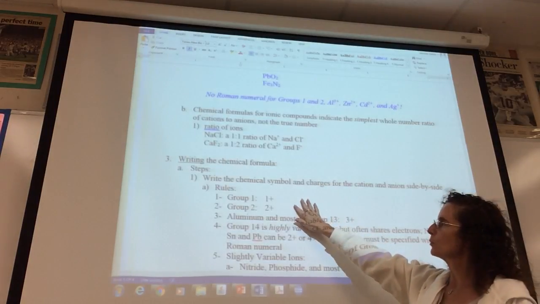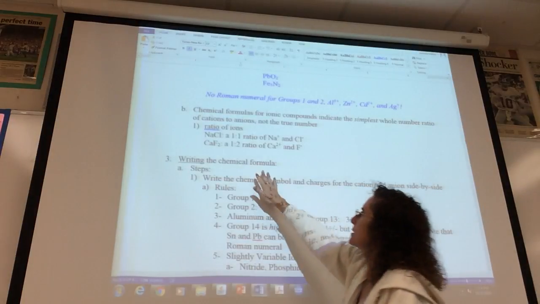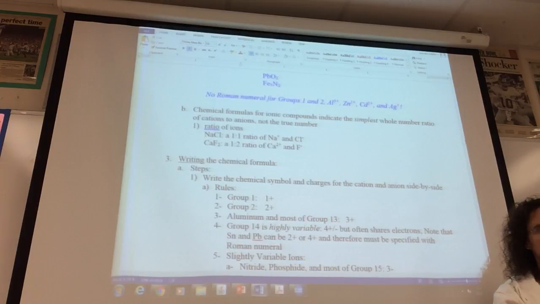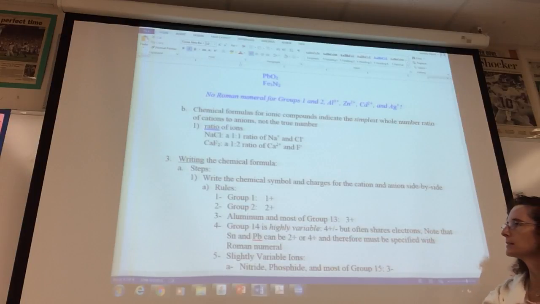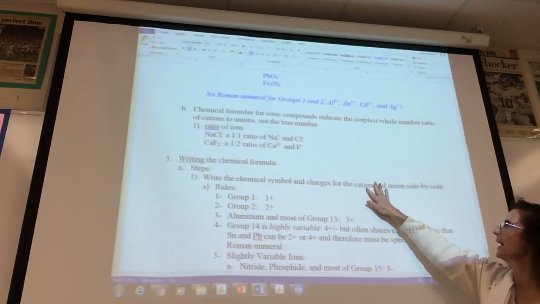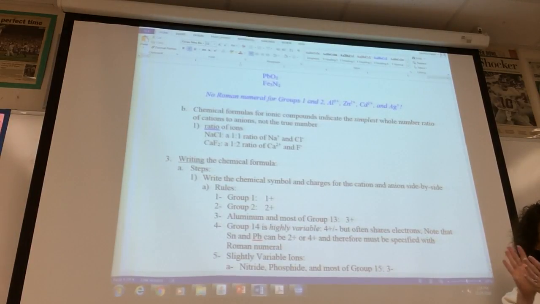I also want to review some of the basics with you in regard to charge that we talked about previously. We're going to look at the steps in writing the chemical formulas first for binary ionic compounds. We'll mention the steps first. You may not fully get the steps until we actually implement them, so give it a chance. Step 1 says, write the chemical symbol and charges for the cation and anion side by side. So cation, positive, then anion. And we know how to determine their charges already.